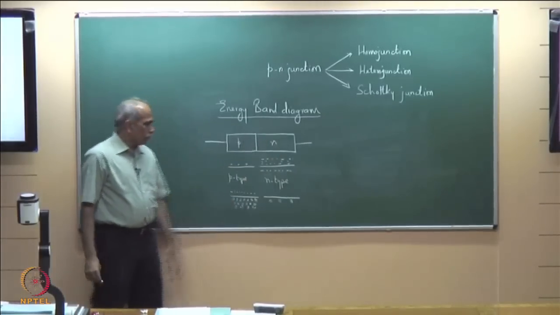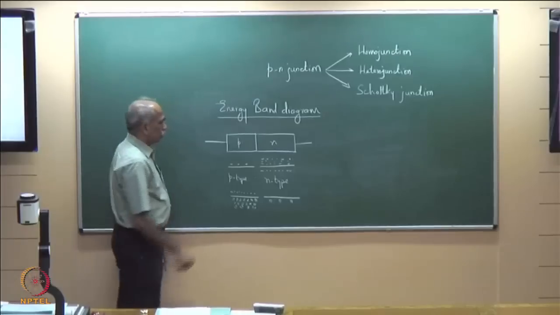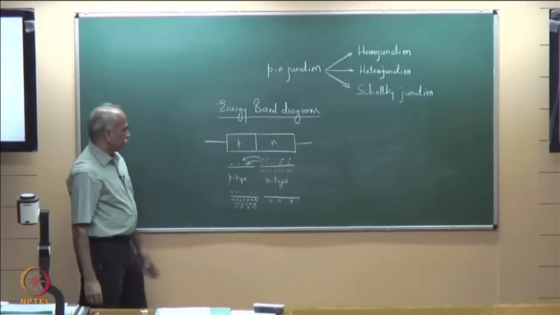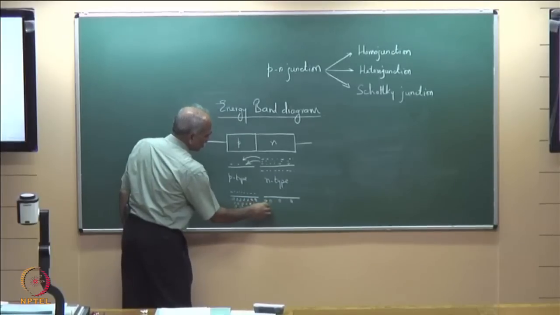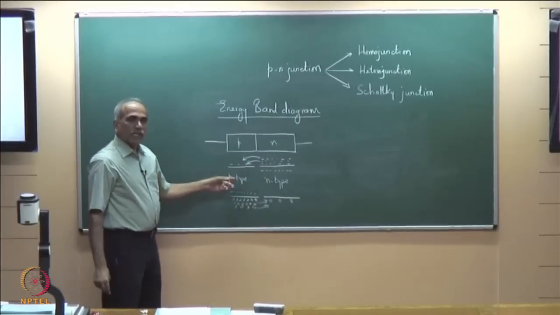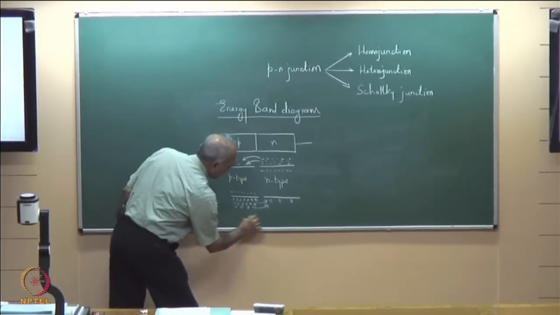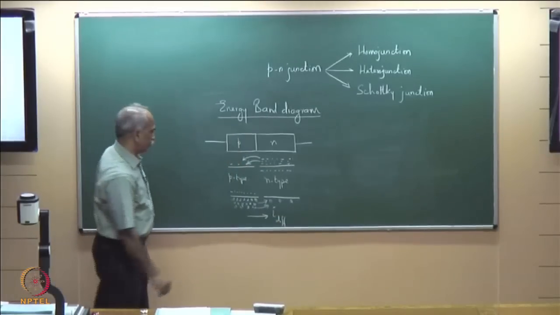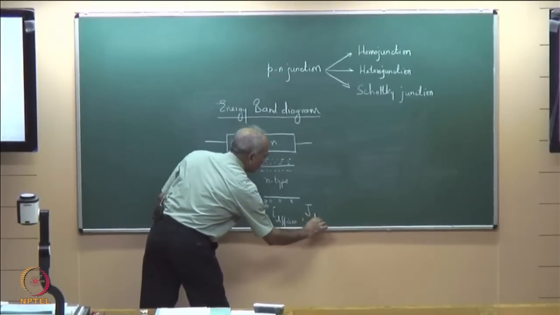So when you form a PN junction, naturally there is a difference in carrier concentration. So electrons diffuse from the high concentration region to the low concentration region, and holes diffuse from the p region to the n region. So there is a diffusion current. Electrons are moving in this direction, which means we have a diffusion current, I diffusion, or a current density, J diffusion.